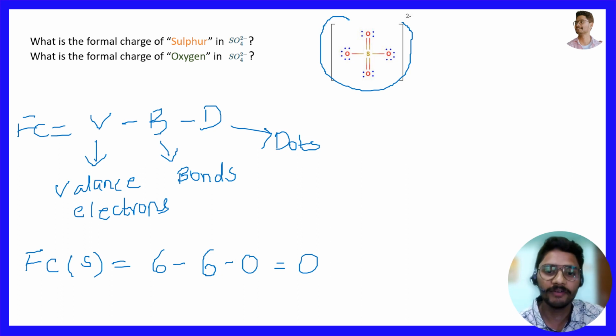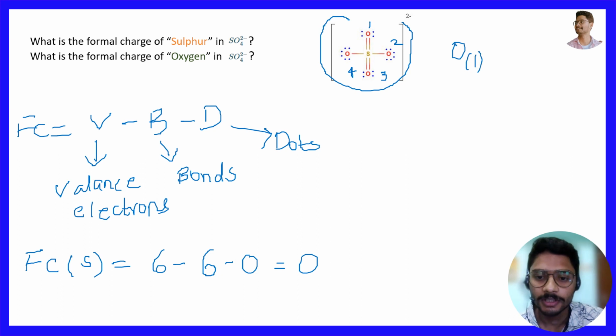Now, when we see the oxygens that are present around the sulfur atom, there are two types of oxygens here. Let us first of all number these oxygen atoms 1, 2, 3, and 4. When you see here, oxygen 1 and oxygen 3 are one and the same, they are equivalent. Then oxygen 2 and oxygen 4 are also equivalent. So oxygen 1 is equivalent to oxygen 3 and oxygen 2 is equivalent to oxygen 4, right?